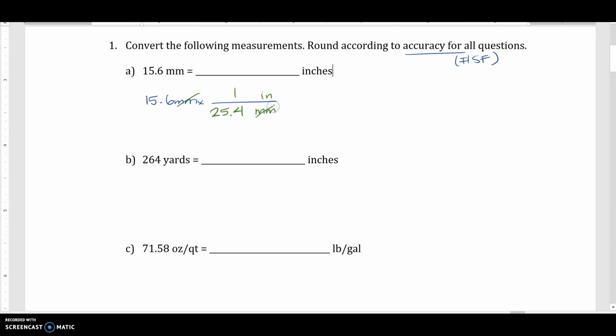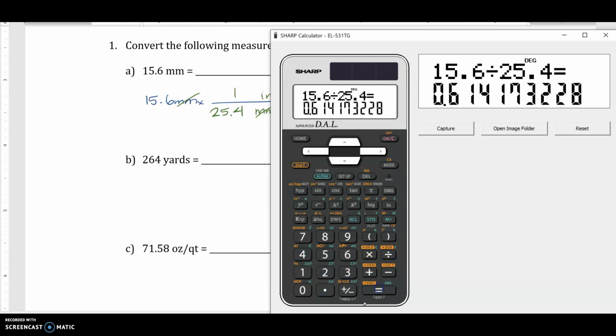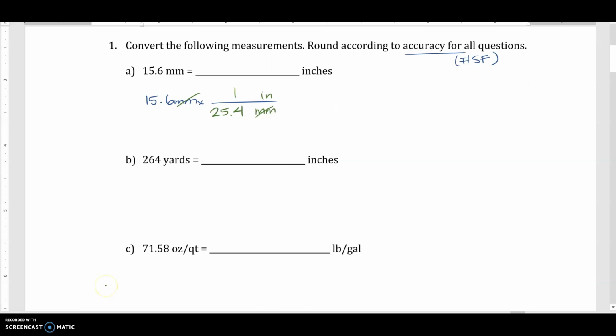Millimeters will cancel out. I can do this on my calculator, 15.6 times 1, if you choose to put that in, divided by 25.4. I can just punch it in this way as well, 15.6 divided by 25.4, and I got 0.61417. That will be inches. Now I'll round for sig figs.